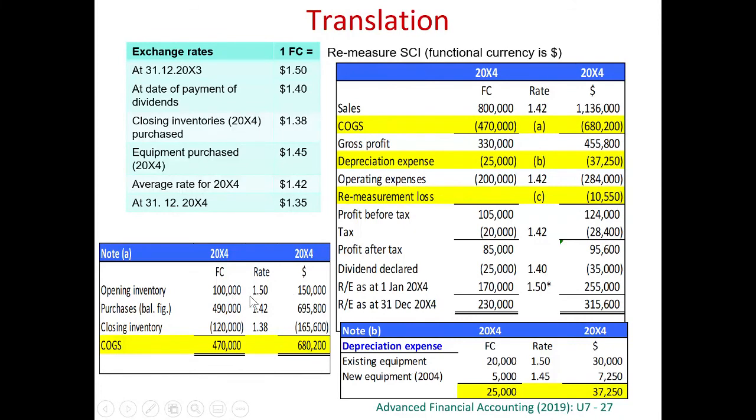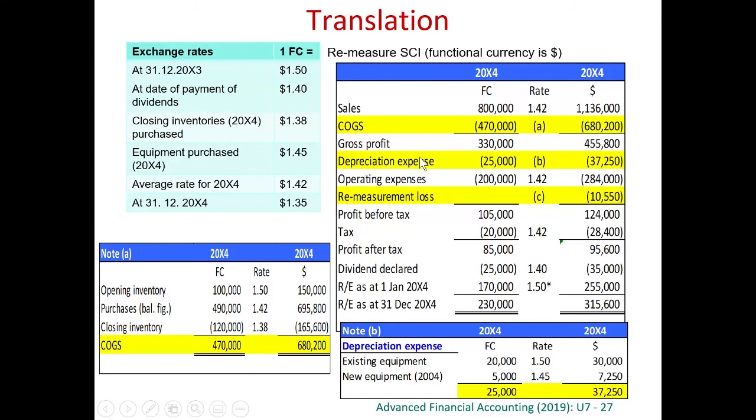For the opening inventory, we have translated using the actual exchange rate. But for this case, the relevant exchange rate is the exchange rate at the day of acquisition. Therefore, the relevant exchange rate is 1.5. For purchase, we should use the average rate, 1.42. For closing inventory, we use the exchange rate at the day when we acquire this closing inventory. This is 1.38. And for the cost of goods sold, we therefore have all the figures for the cost of goods sold.